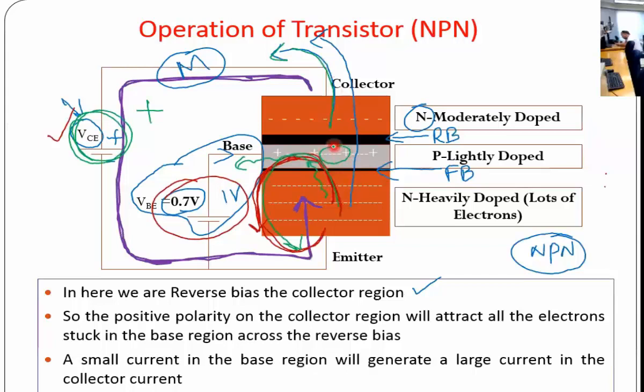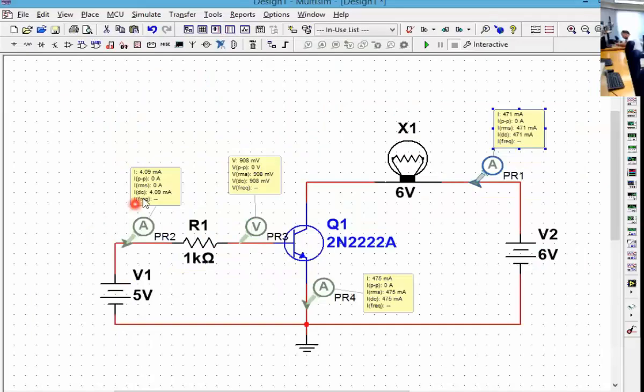That's what we call amplification. Amplifier means you are increasing the current. You're going to have a very small current. Observe the Multisim circuit. Where is it? Observe the base current, how much only? Observe the collector current. It's 471 milliamps. That's what amplifier means. This is a current amplifier because I'm making the current larger. Correct?